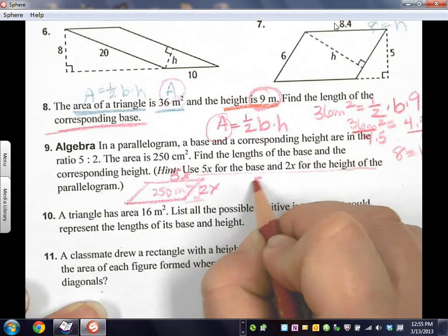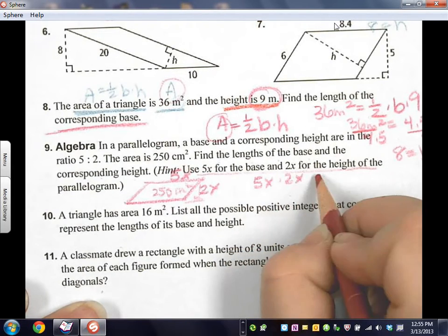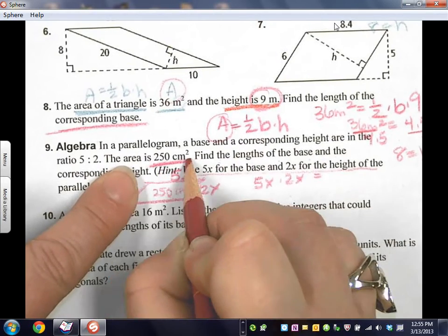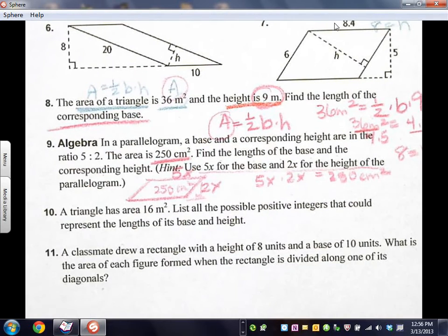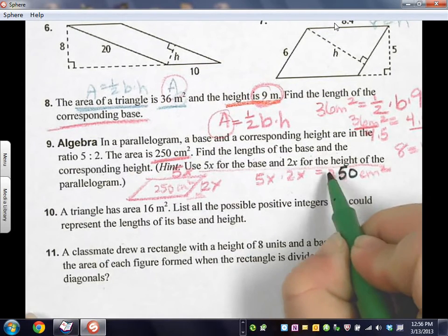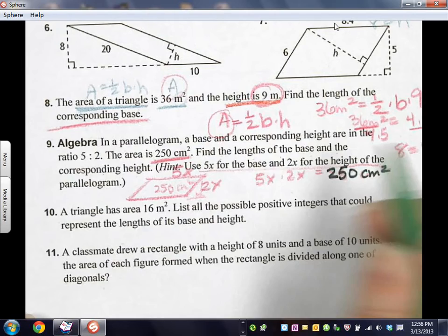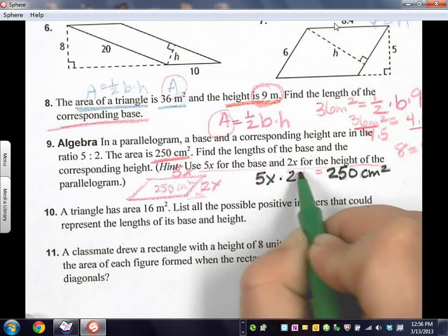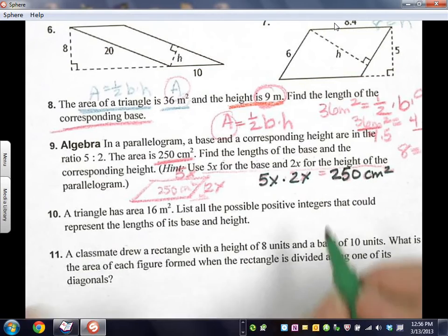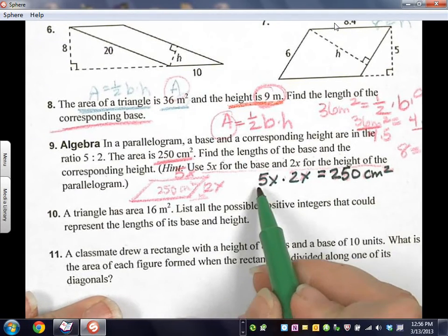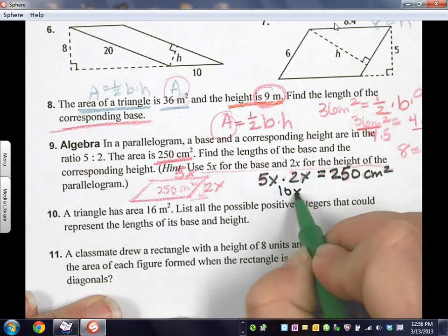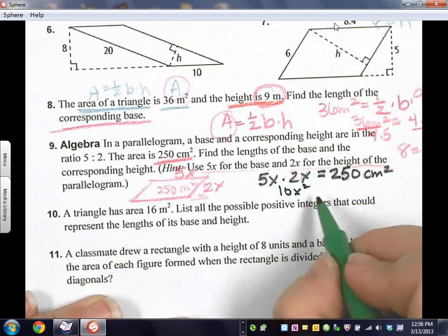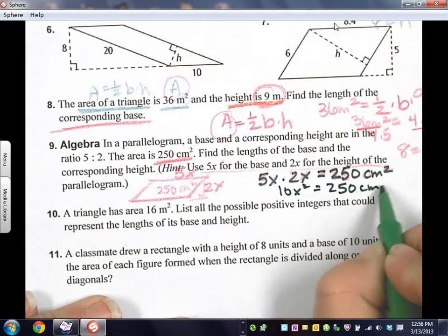Okay? So 5x times 2x, because base times height equals the area, and they gave me the area. I might have to break out my pen for this because it's kind of hard to read. 250 centimeters squared. Now today in 5th period we talked about the exponents. When I multiply x's, what do I get? X squared. So 5 times 2 is 10x squared. X times x is x squared. And that equals 250 centimeters squared.